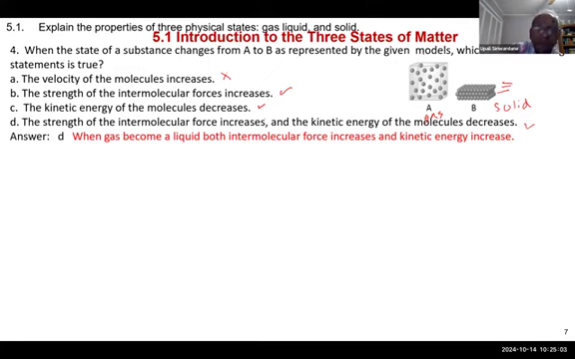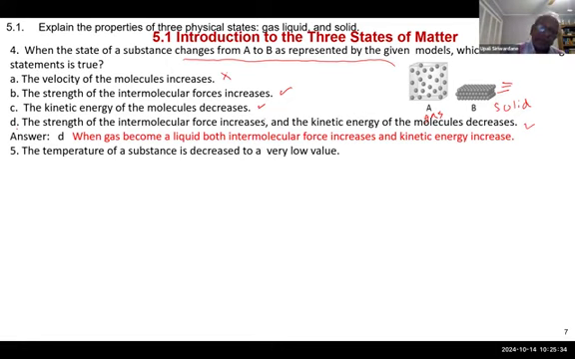I cannot see that changing this is covered here. The strength of intermolecular forces increases and the kinetic energy of the molecules decreases. This is more correct. The first two are correct, but D includes both. Therefore, the most correct answer is D.